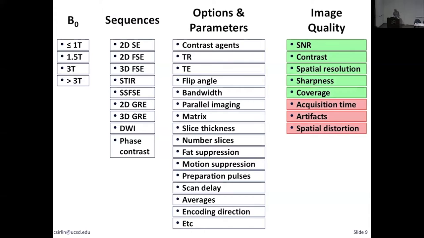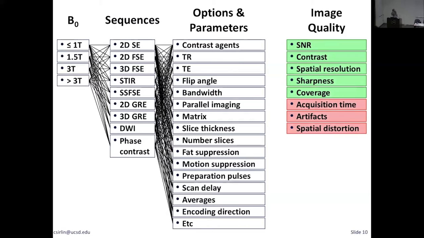It's almost like a convolutional neural network where every combination of field strengths can potentially be applied to every combination of sequences, to every combination of the parameters shown here. And these aren't even all the parameters that we have to play with. So how are we going to learn every single combination of things and figure out how to improve image quality?